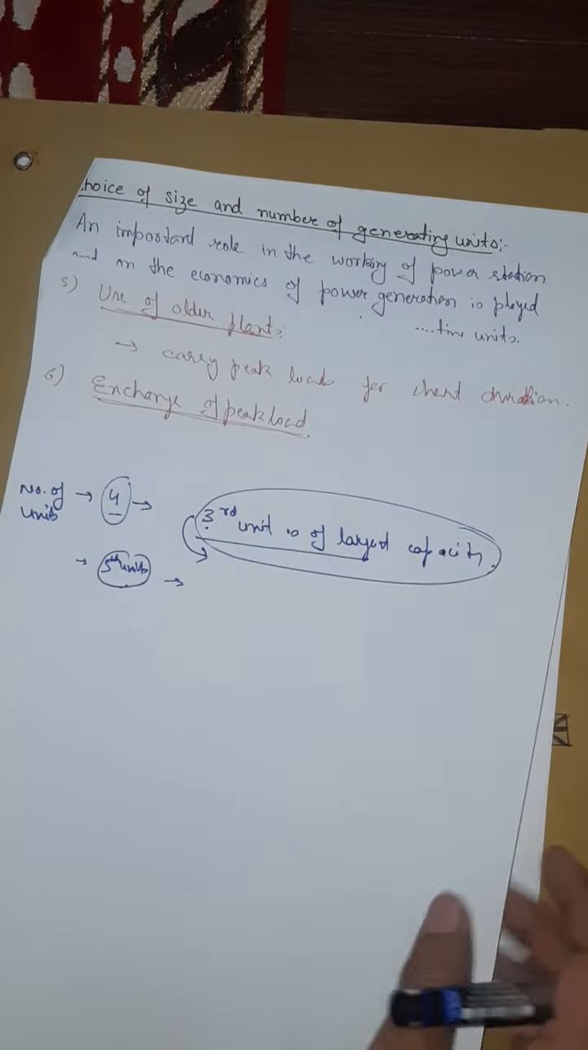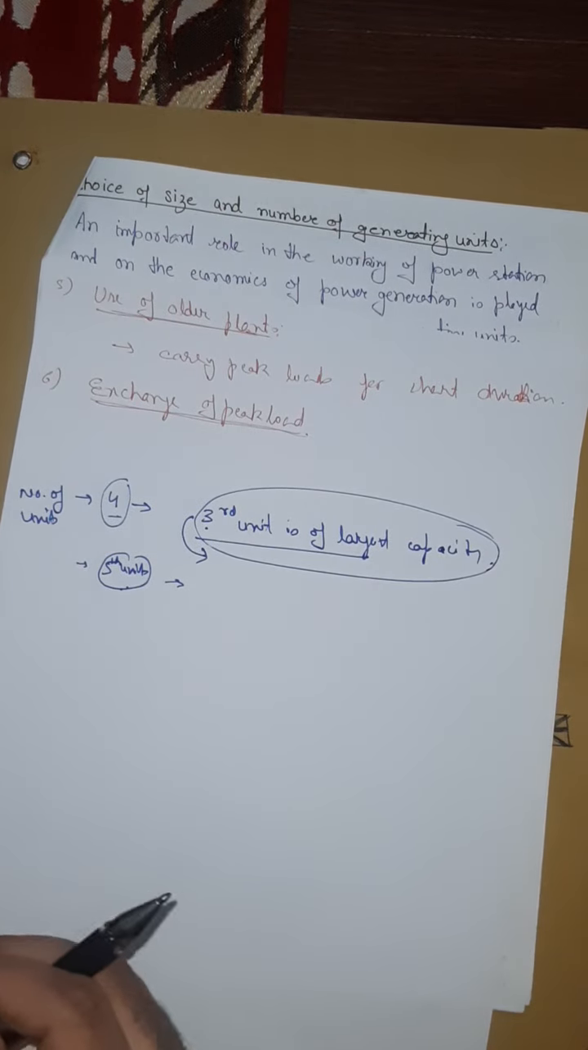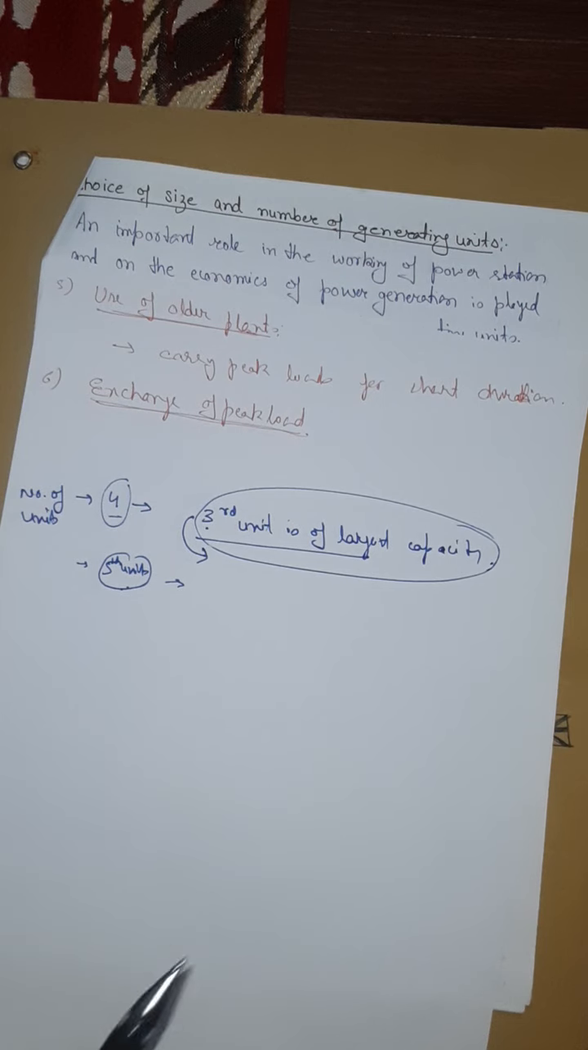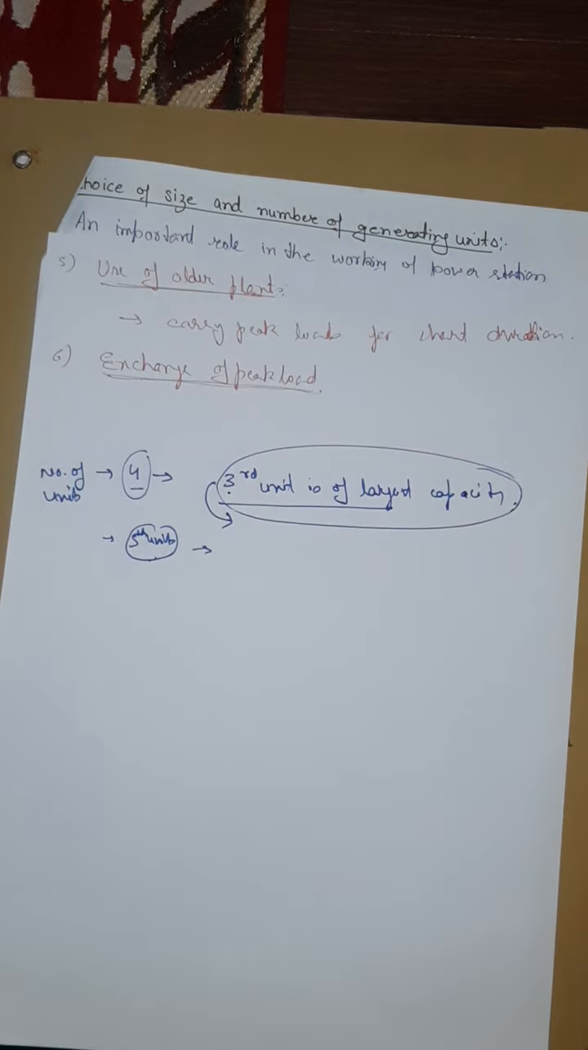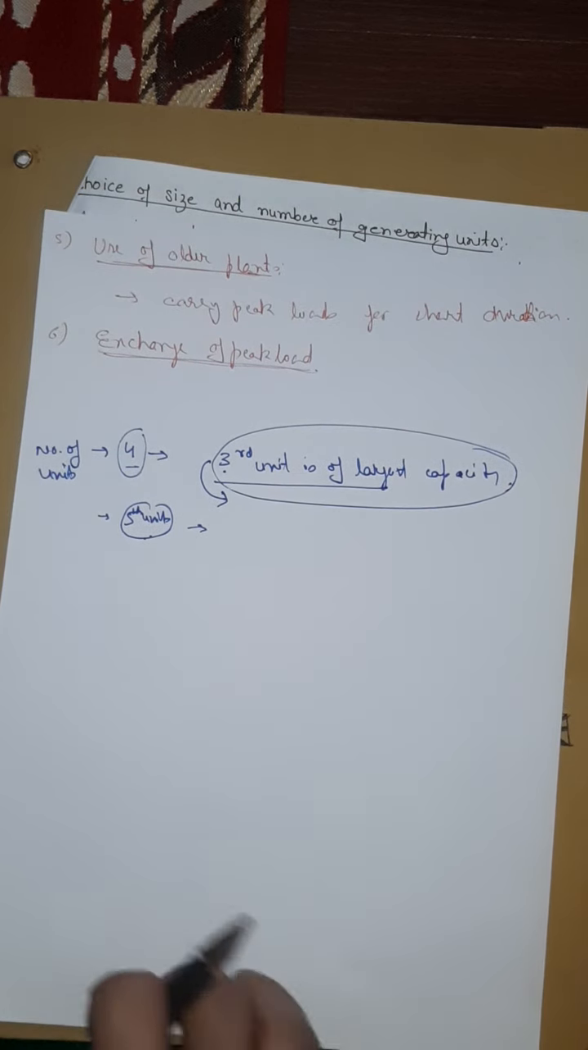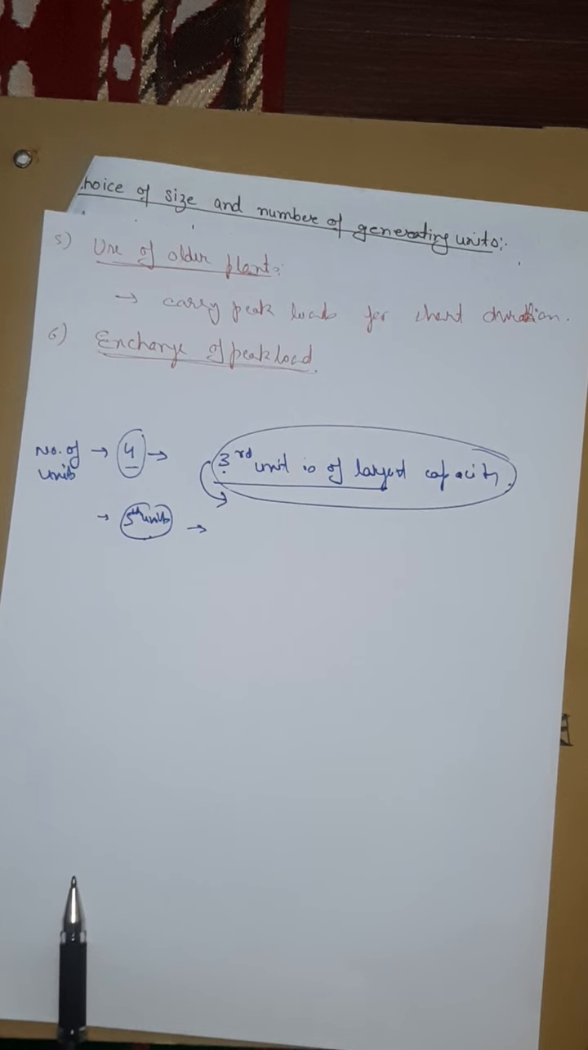So one more thing. If we are designing the power house, I told you that the gestation period of a power plant is around 5 to 7 years. So if you need some power after 7 years, in 2029, you will start constructing your plant in 2022.